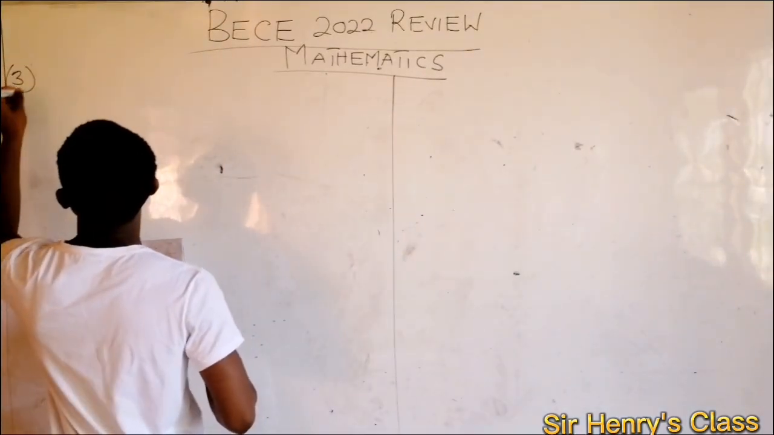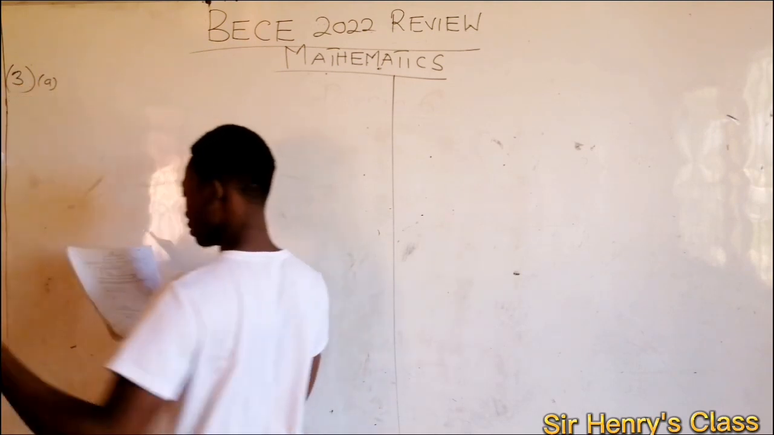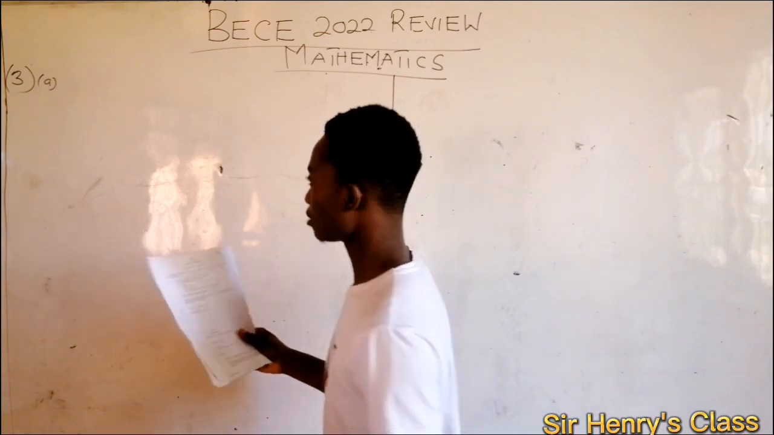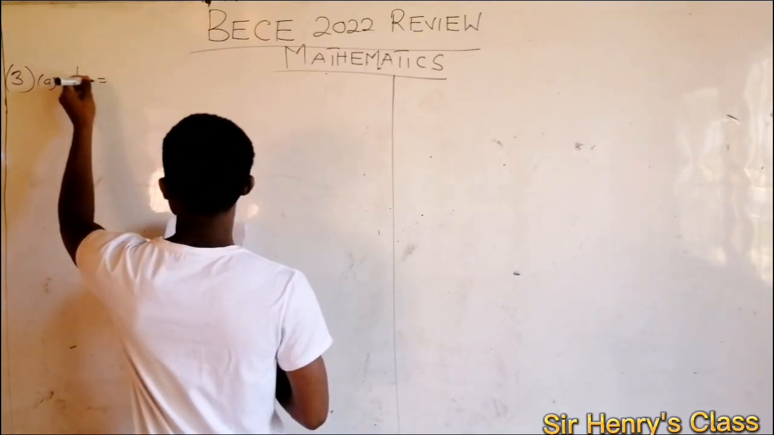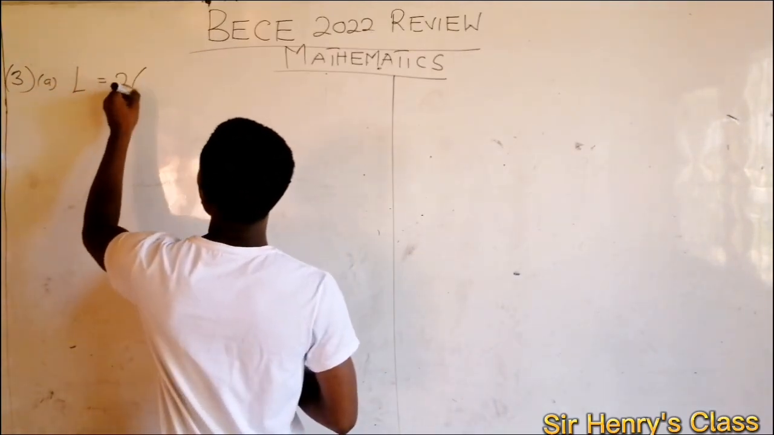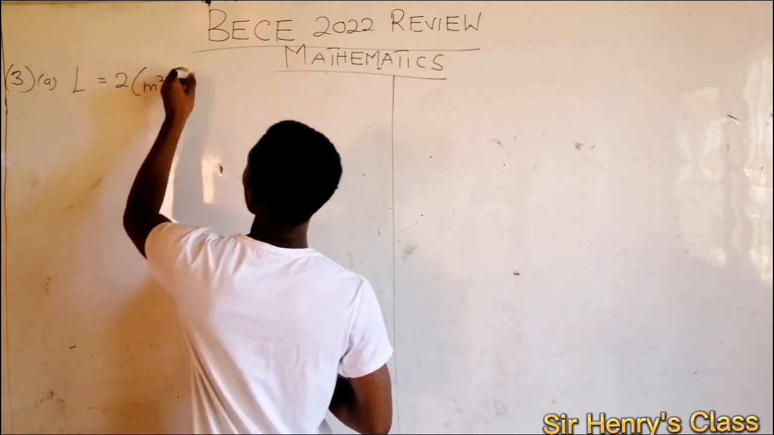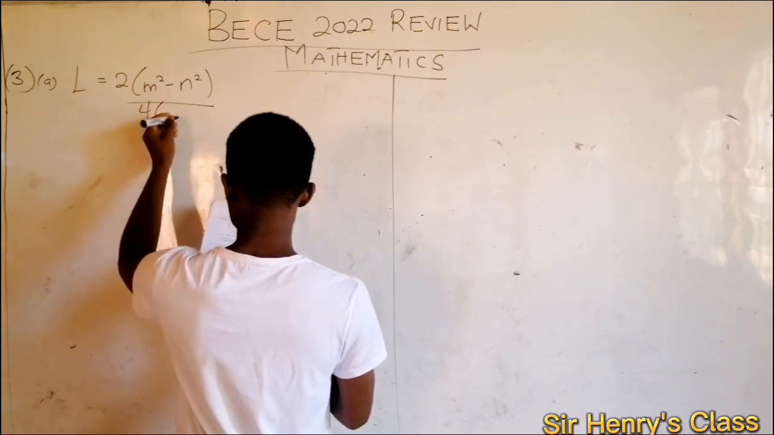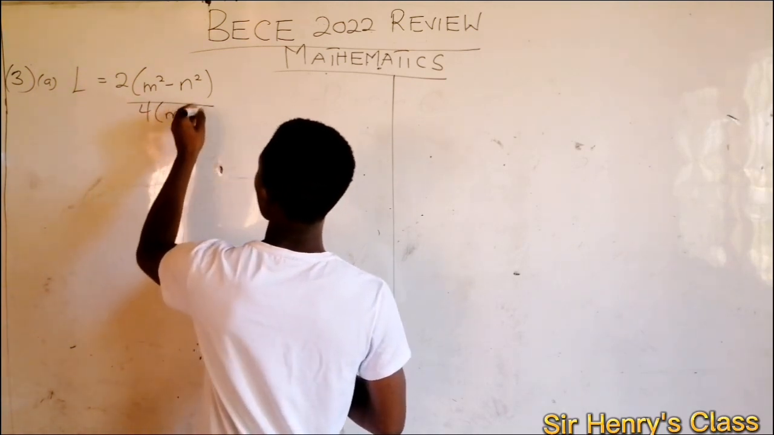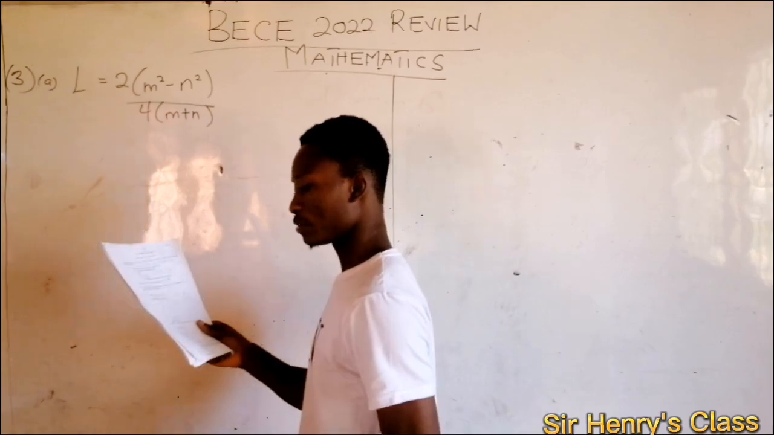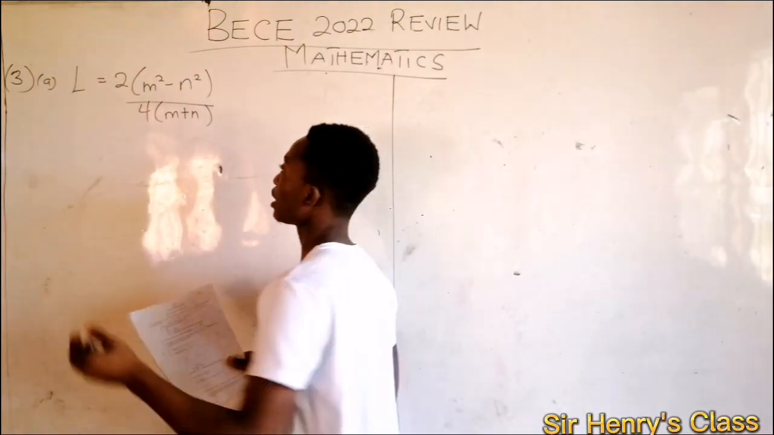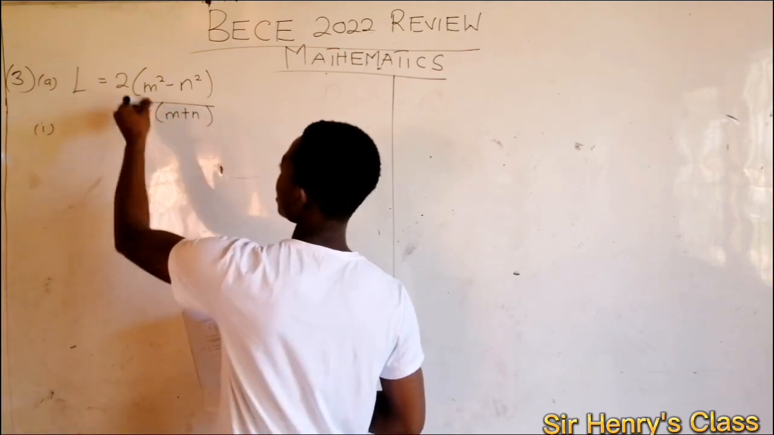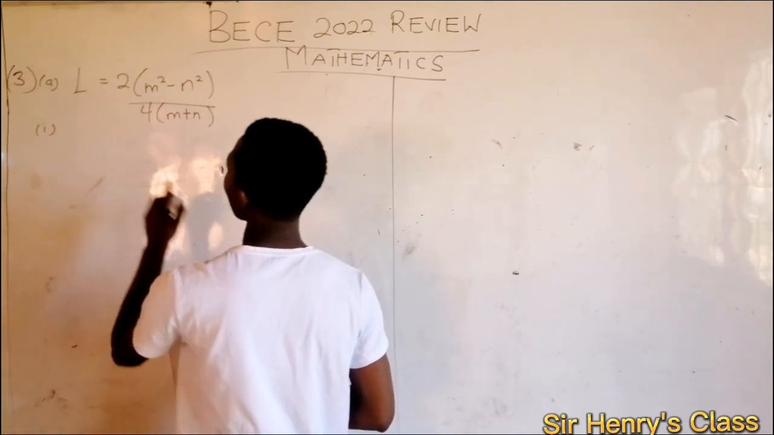With question 3a, learners were given this: given the relation L, where L is equal to 2 brackets m squared minus n squared, all over 4 brackets m plus n. We are asked to simplify L. We need to get a simplified form of L. So what do we do?